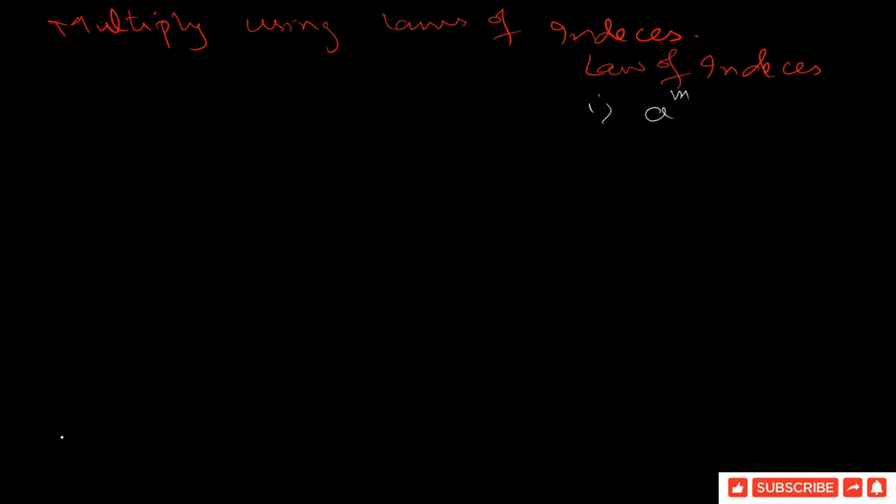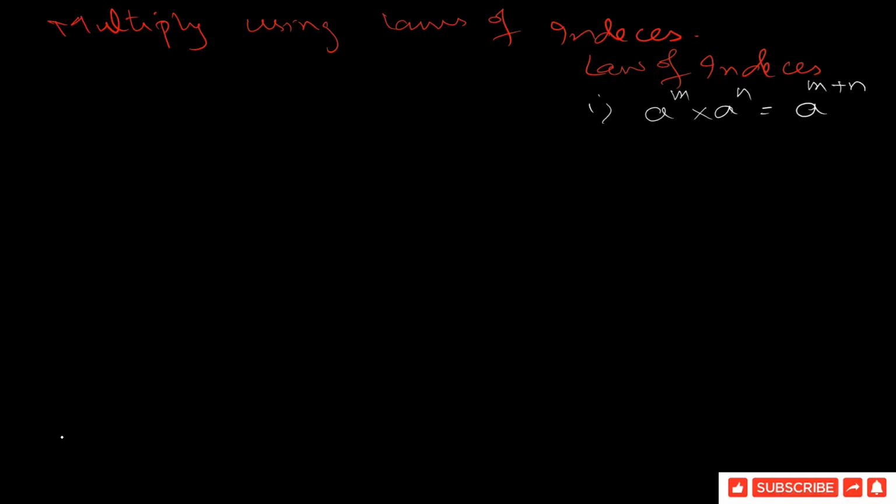Multiply algebraic expressions using laws of indices. Okay, now how is it possible? First of all, we learn what the laws of indices are, because if we do not learn this, we cannot multiply algebraic expressions. So the first law is a power m times a power n is equal to a power m plus n.